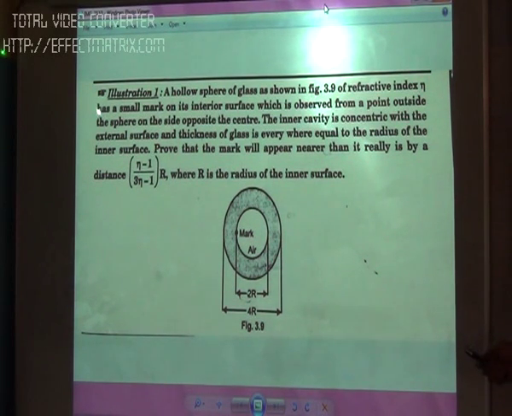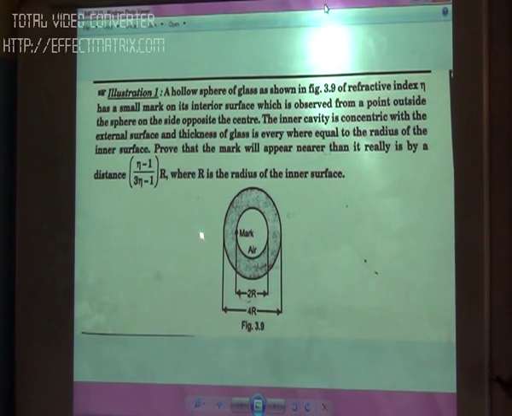So as you see, a hollow sphere of glass as shown in the figure 3.9, of refractive index neta, has a small mark on its interior surface which is observed from a point outside the sphere on the side opposite the center. Means this is the center, the side opposite to the center is this. So here is the observer. The inner cavity is concentric with the external surface.